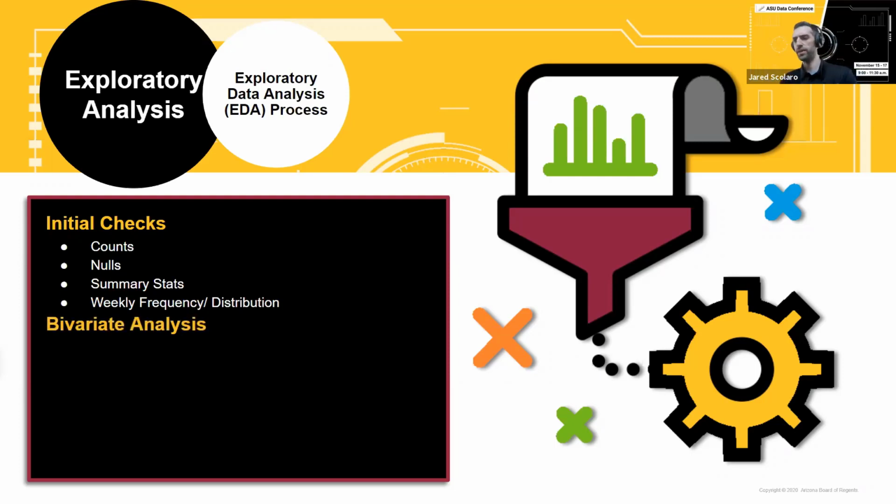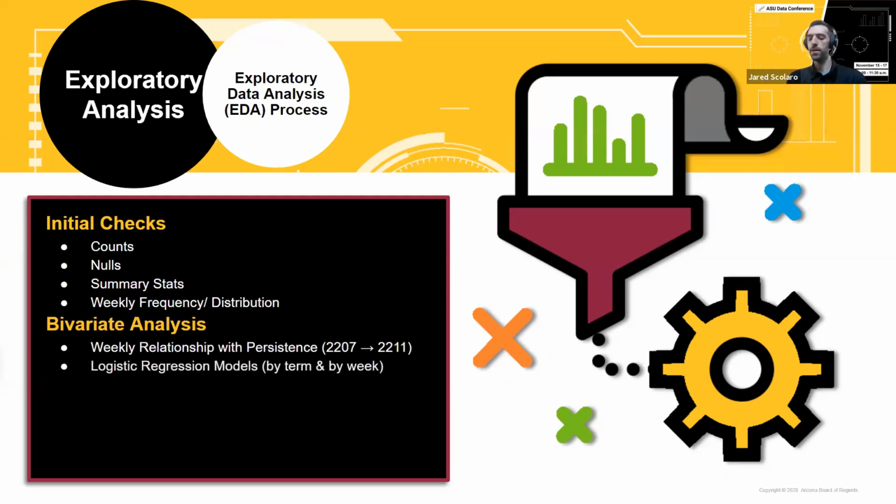And then I mentioned we do bivariate analysis. So we compare it with persistence. Each week, what's its relationship with persistence look like? How does that change over time? And I'm going to be showing some examples from this particular semester in a few slides. We also would use logistic regression models currently to look at, is it a statistically significant predictor of persistence, on a term level and also on a weekly level? And we're also considering looking at tree-based models as well, because we do use a tree-based approach for our final model.